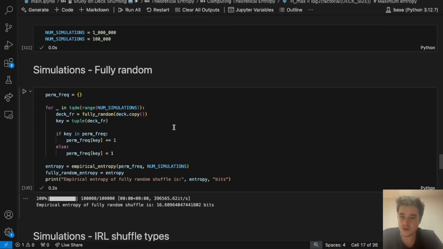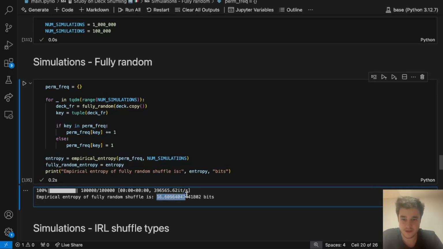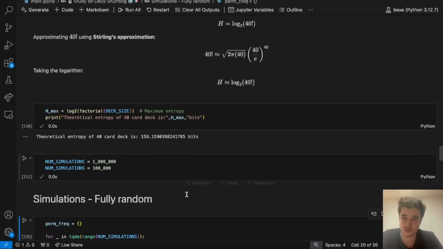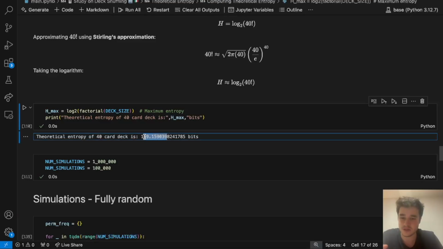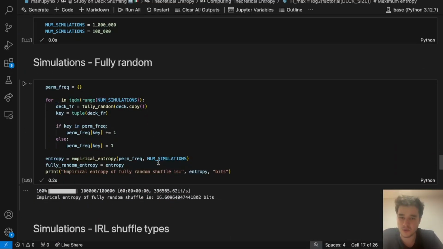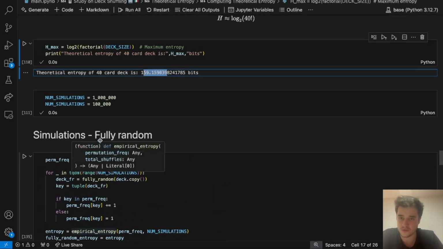But for a fully random shuffle, given the shuffle method of the computer that we have, which is pseudo-random, it's actually 16.6 bits. So there's a huge gap between what we perceive as random in our computer and what is truly random, right? The truly random is a much higher number. So we will not consider this, but we will consider as the benchmark the computer randomness, which is a fully random shuffle, what we refer to here as the empirical entropy. This is theoretical entropy, and this should be the empirical entropy.